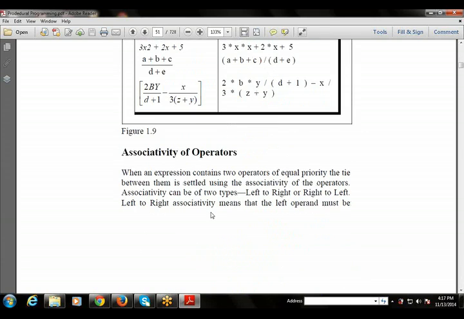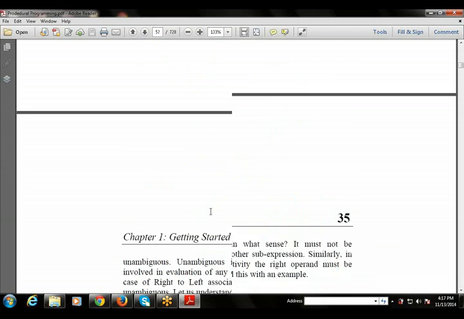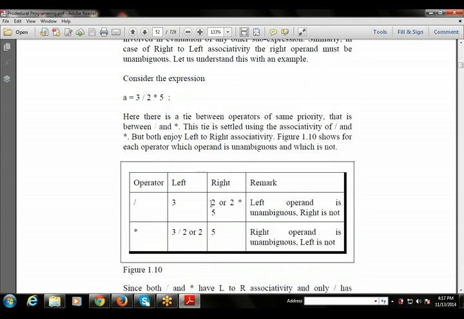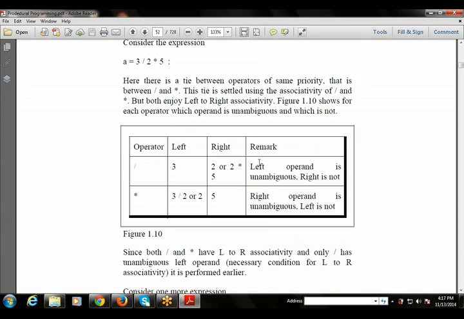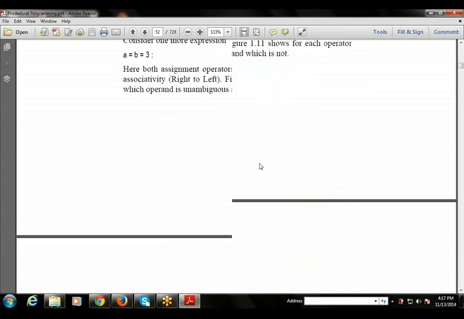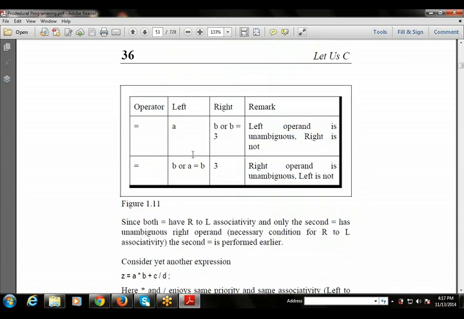Then we have discussed the associativity of the operators. This is the associativity, that is we are carrying out from left to right. Then we will discuss the operator, and this is the example that is used for the operation part.